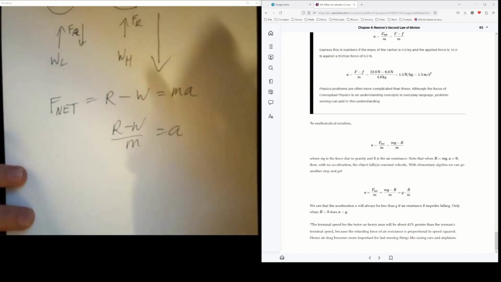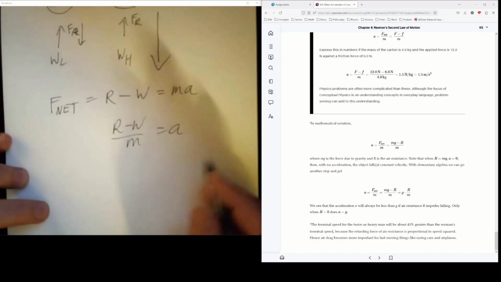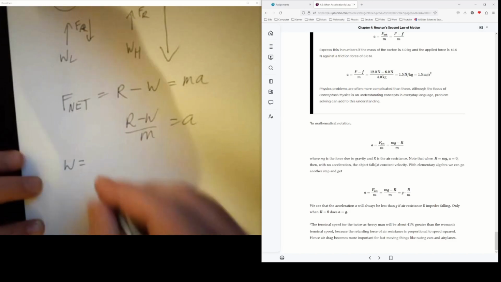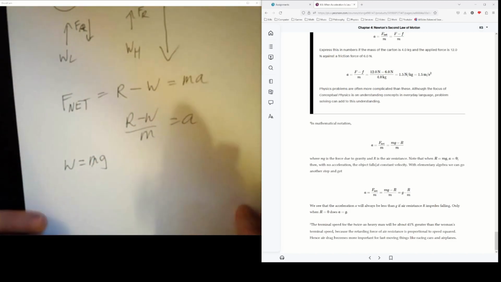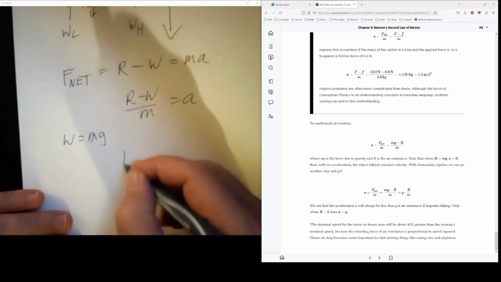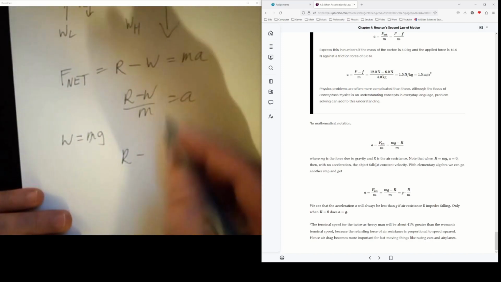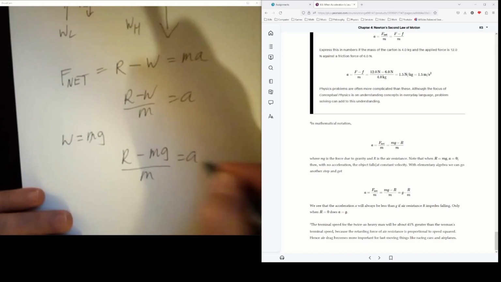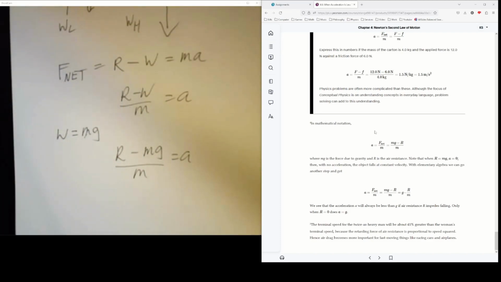Oh, and just looking at it again, weight. Remember, weight is the force of gravity, which is mg. And they're plugging that in. So weight is mg, and then divided by m to get a there. So that's what they're showing on the right here.